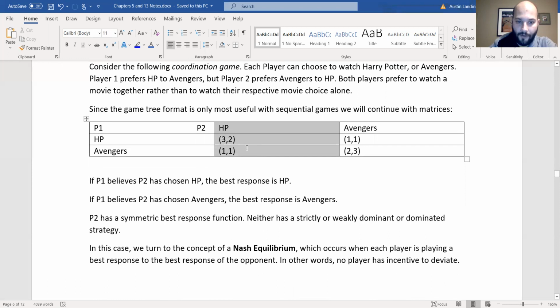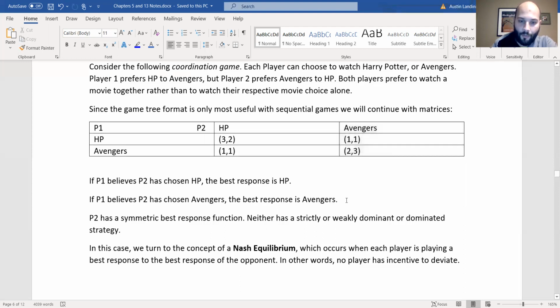So if player 2 has chosen Harry Potter, what is the best response? Player 1 would get 3 for Harry Potter or 1 for Avengers. So the best response to Harry Potter is to choose Harry Potter. So if player 1 believes player 2 has chosen Harry Potter, the best response is Harry Potter. What about if player 1 believes that player 2 has chosen Avengers? Player 1 would then get 1 for Harry Potter or 2 for Avengers. So the best response here is Avengers.